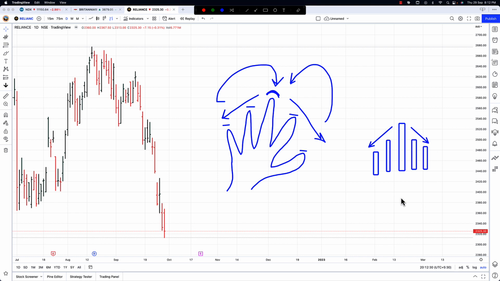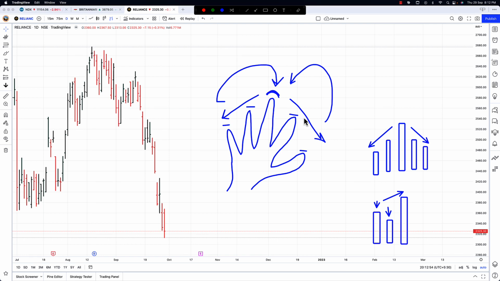That means that if this is my fractal high, I can have the previous one like this and the previous one like this also. Bottom line is these two highs should be lower than this one. It need not be sloping down. It need not be in an ascending order. If it is, then it's fine. If it's not, still it's a fractal high.